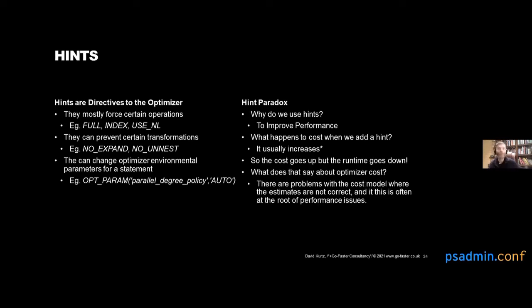There are problems with the cost model where the estimates are not correct, where it gets tripped up, where the assumptions that are coded in there are not correct. And to be honest, these are frequently at the root of performance issues. And ultimately, you beat the optimizer over the head with a hint saying, I don't care what you calculate, you just do this.